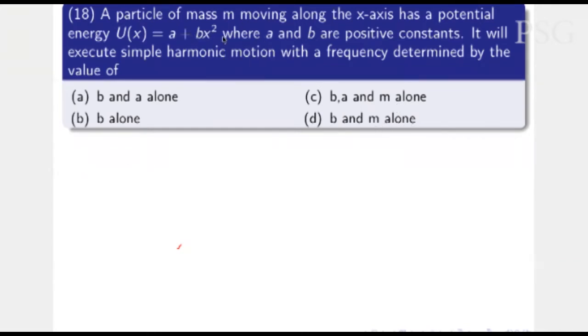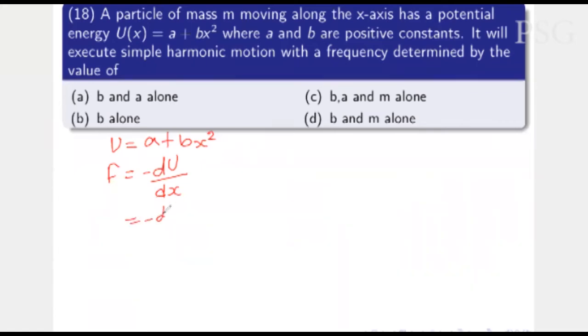So here the potential energy function is given, and that is equal to a plus bx squared. Then how do we calculate the frequency of this motion from the potential energy function? For a conservative force, the potential energy is related by minus dU by dx equals force. This is only true for conservative systems. So if I can find the force from this potential, it is possible for me to calculate omega. So let me do that here.